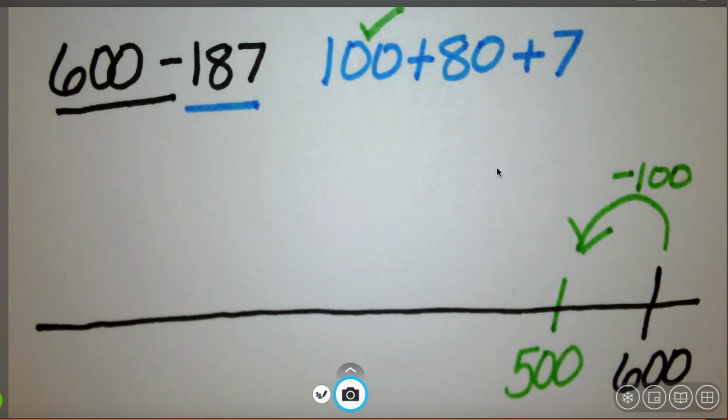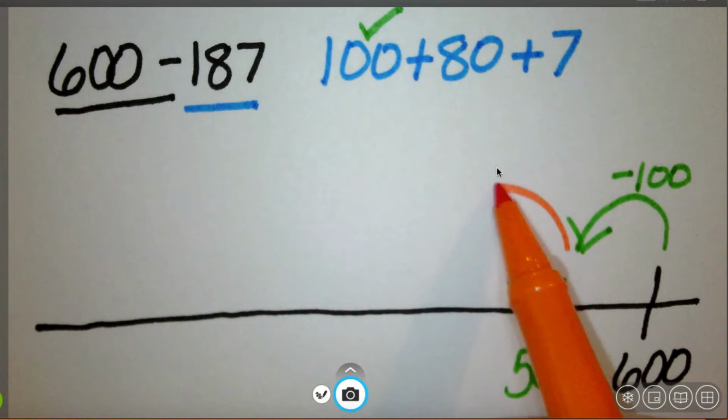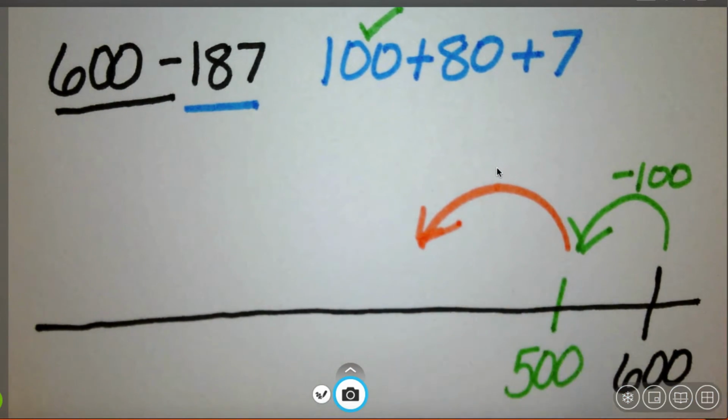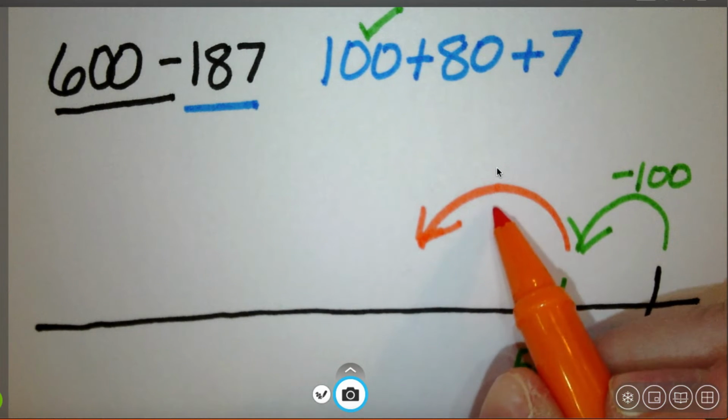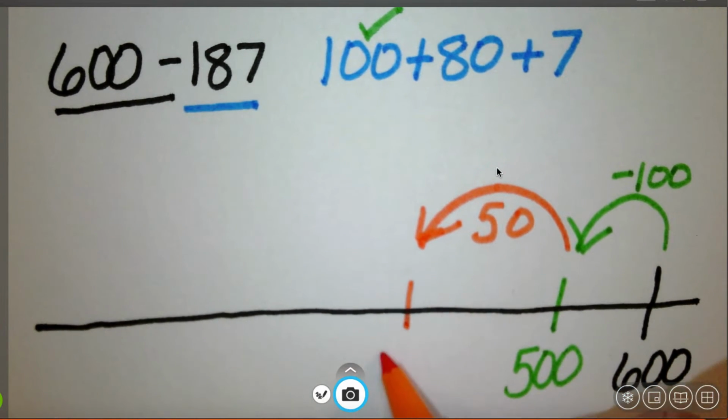Okay, next I'm going to subtract my 10s. I have 80. For those of you who might not be able to subtract 80 from 500, I'm going to break it down further for you. So first I'm going to subtract 50. And that's going to get me to 450.